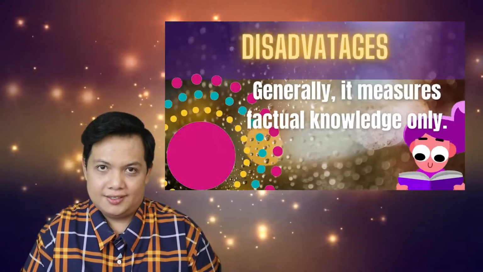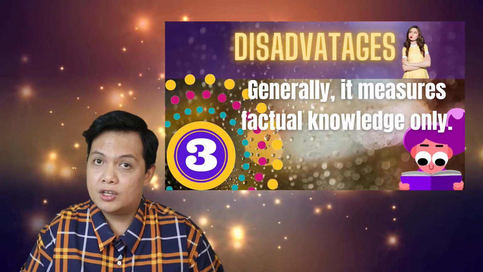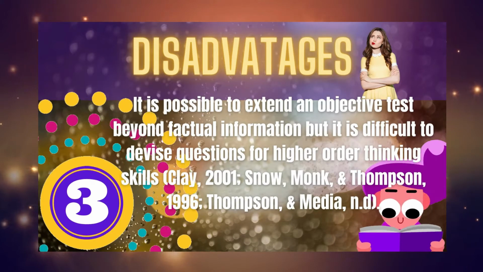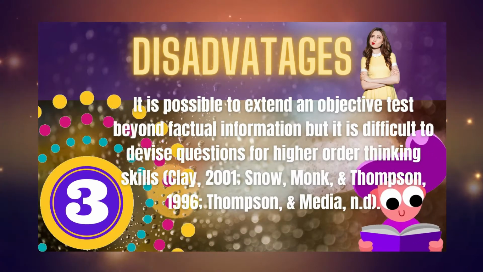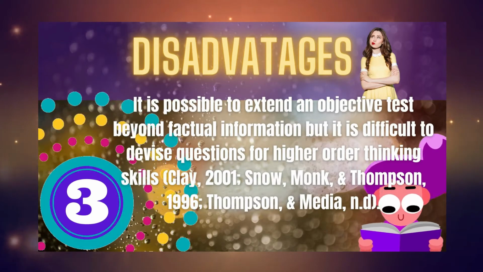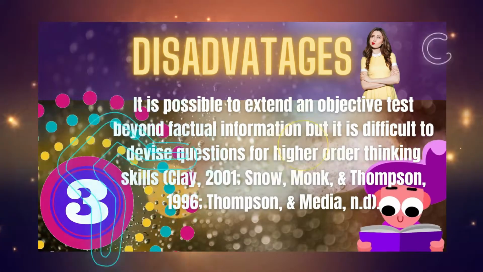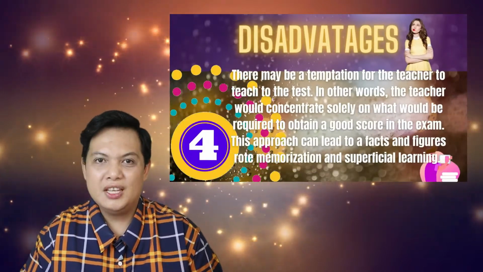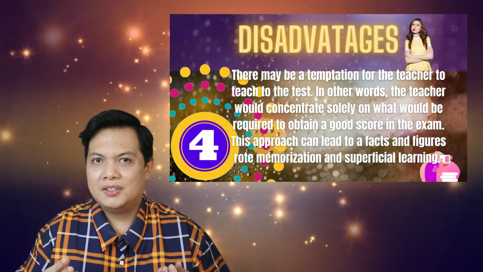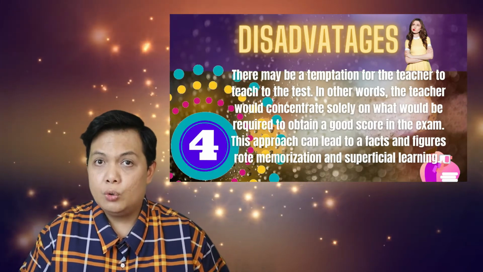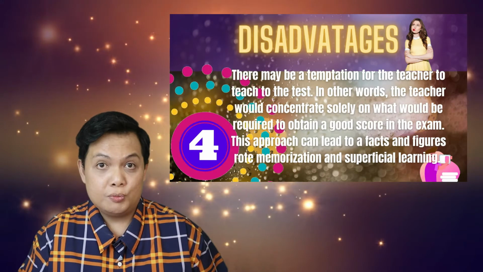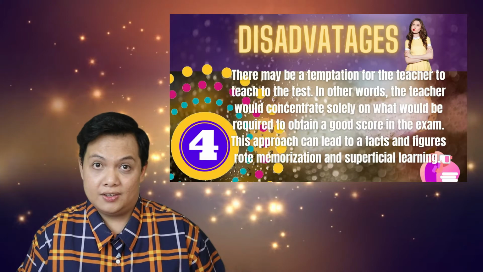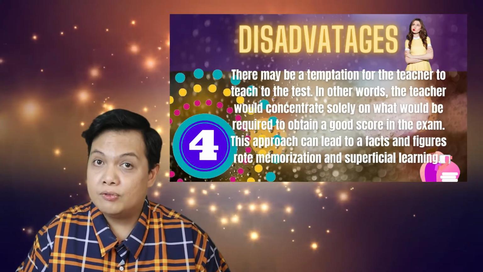And third on our list, generally, it measures factual knowledge only. It is possible to extend an objective test beyond factual information, but it is difficult to devise questions for higher order thinking skills. And lastly, there may be a temptation for teachers to teach to the test. In other words, the teacher would concentrate solely on what would be required to obtain a good score in the exam. This approach can lead to facts and figures, rote memorization, and superficial learning.